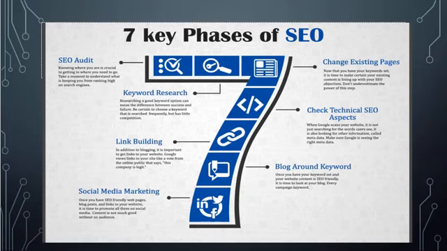So these are the 7 key phases of SEO. The first one is SEO audit. Knowing where you are is crucial to getting where you need to go. Take a moment to understand what is keeping you from ranking high on search engines.